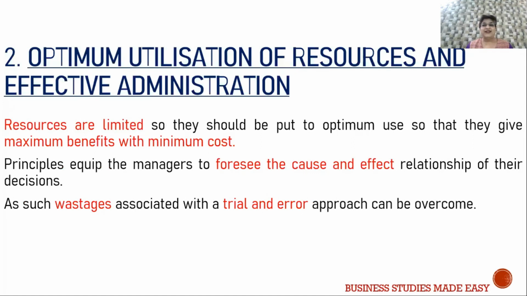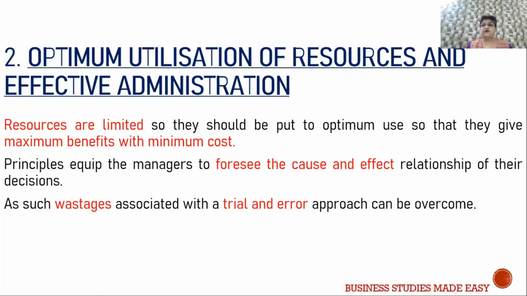Then optimum utilization of resources and effective administration. Now these are pretty long headings, but still you have to learn them. So the resources are limited. Even if it's a big organization, the resources are always limited. And it is the job of the manager to see how he can get the maximum benefit with minimum cost. And for that, he has to see the cause and effect relationship. Remember, we have already done that. And so that he reduces the wastage and avoids trial and error.